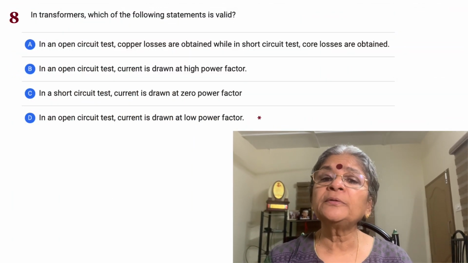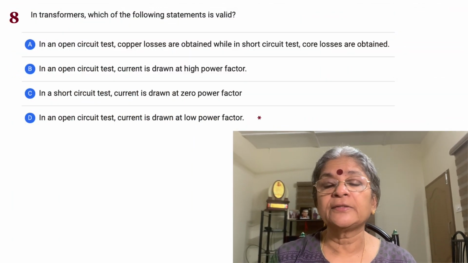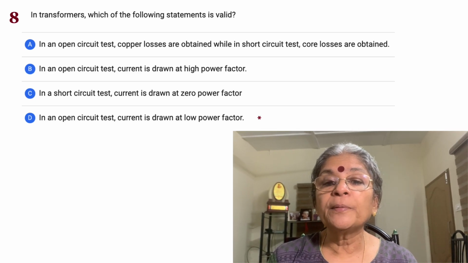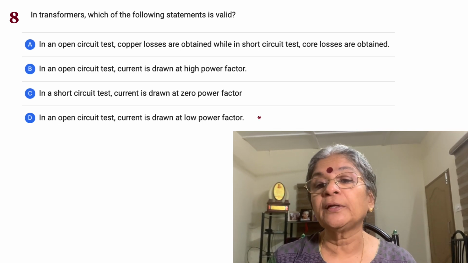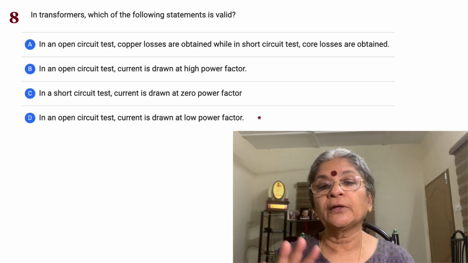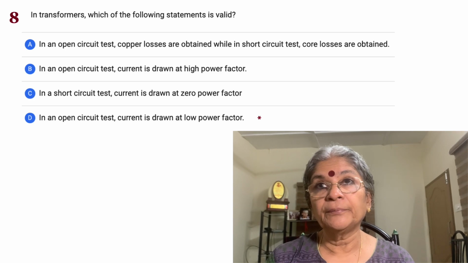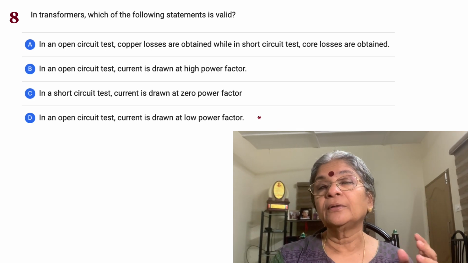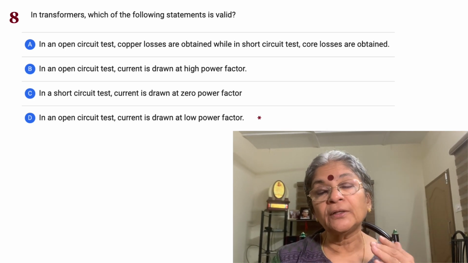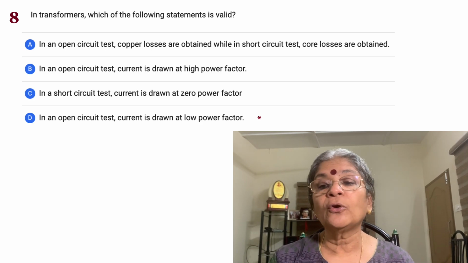Okay, so in the 8th problem, in transformers, which of the following statements is valid? Let's be very careful when we read. In an open circuit test, copper losses are obtained, while in short, no. Okay, we can discard that immediately. Always the open circuit test will give you the no load, where you give the voltage. Normally it is related to the flux, so you will always get the iron loss.